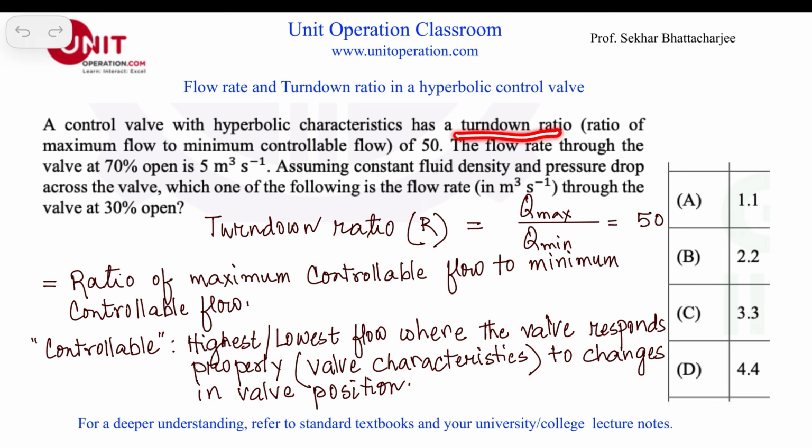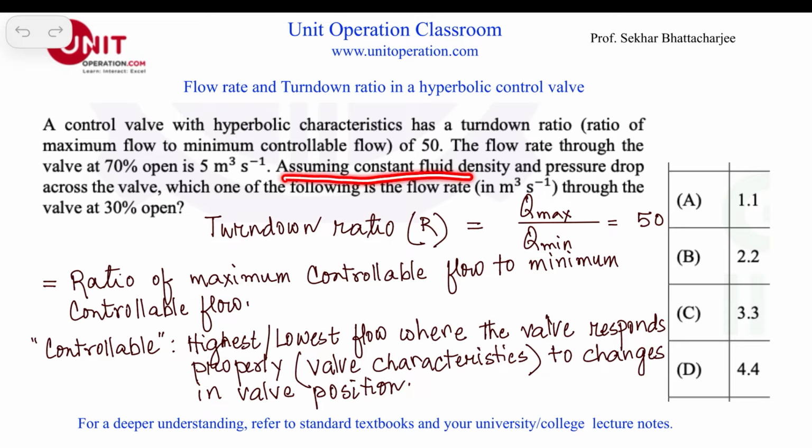It has a turn-down ratio, which is defined as the ratio of maximum flow to minimum controllable flow. We'll see more of that. What is meant by it? It is 50. This value is given. The flow rate through the valve at 70% opening, one data point is given: at the 70% open position, it has the flow rate of this much liquid.